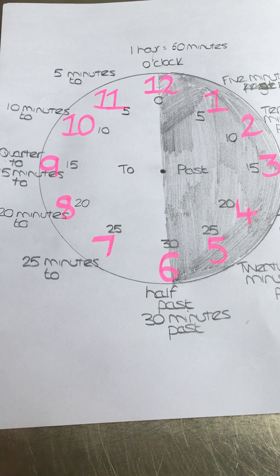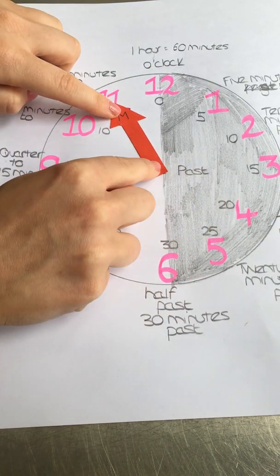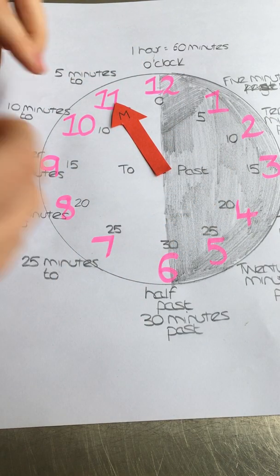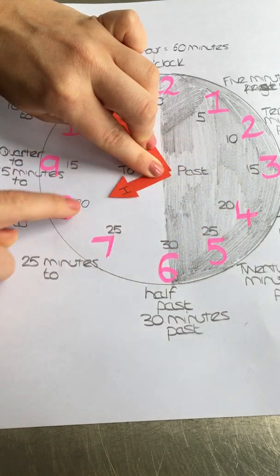Now let's do 5 minutes to 8. Okay, 5 minutes to 8. So 5 minutes to, I know my minute hand needs to be on the 11. 5 minutes to 8, my hour hand needs to be coming up right to the 8.